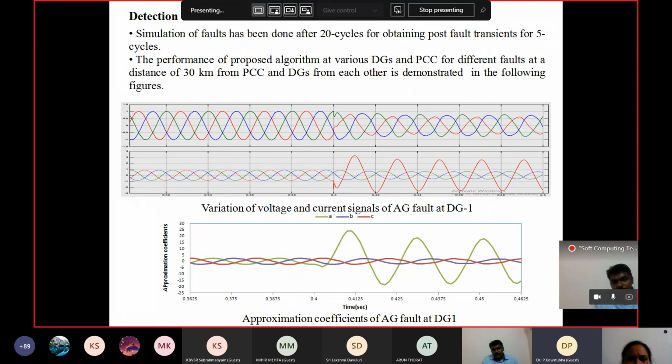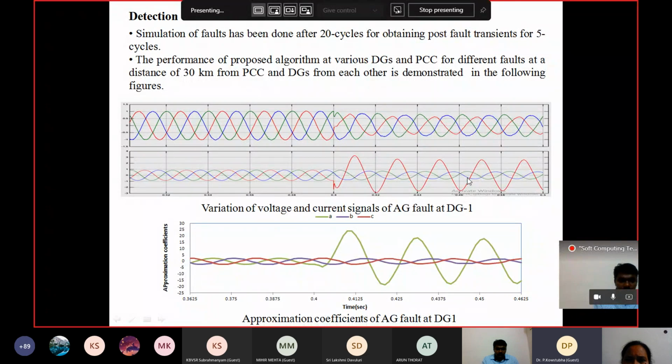20th cycle only. Total run time is 0.5 seconds. That means I have run the simulation for 25 cycles. At the 20th cycle, I have introduced faults. Here I am simply taking voltage and current signals. Please observe these waveforms.